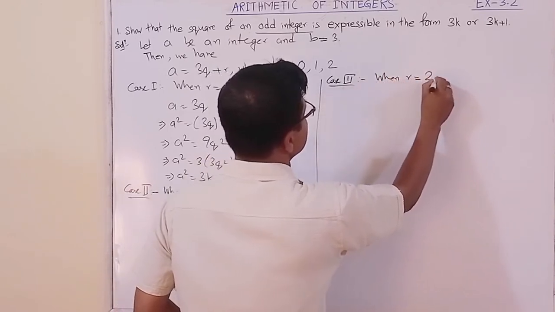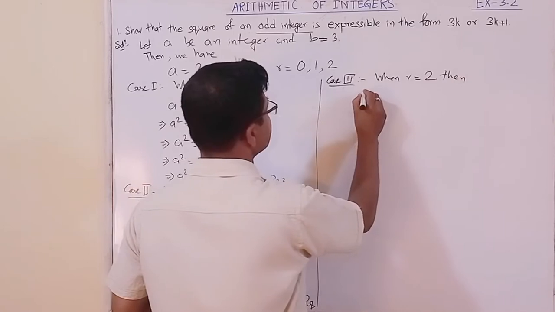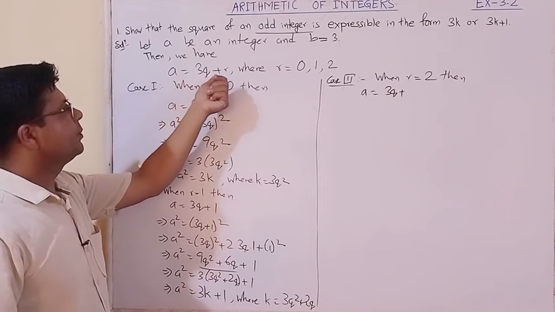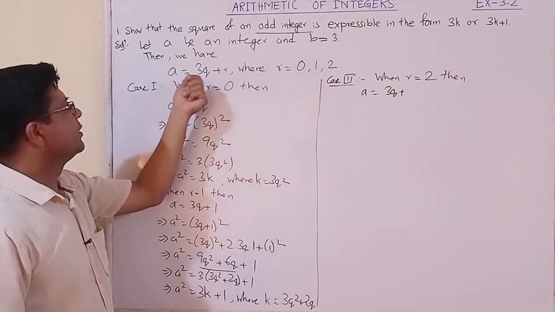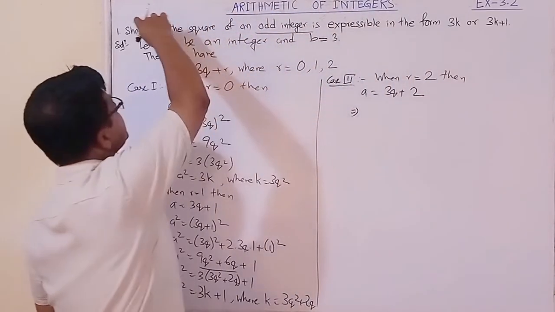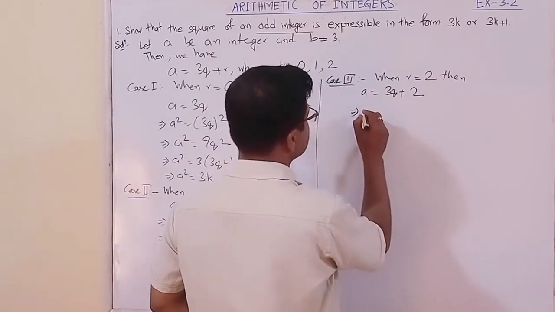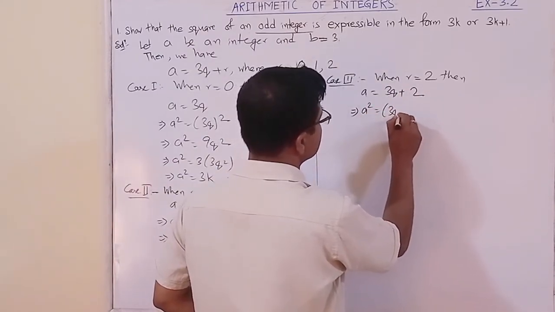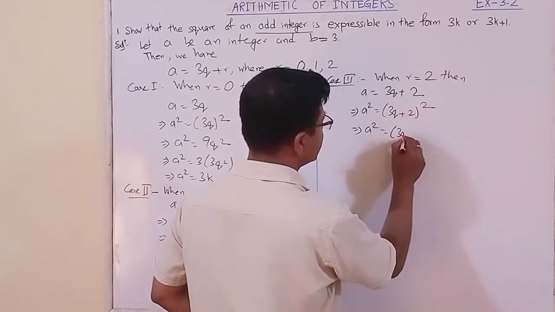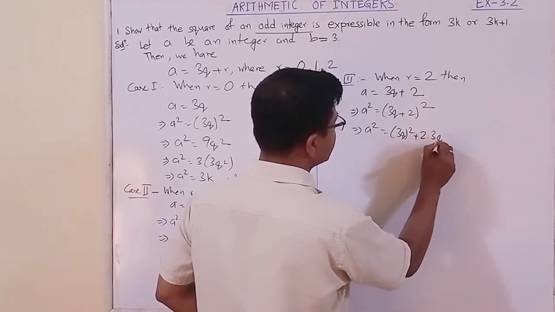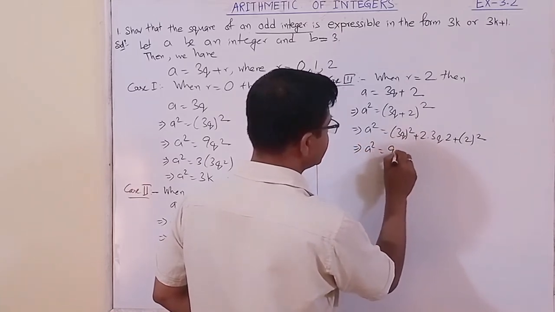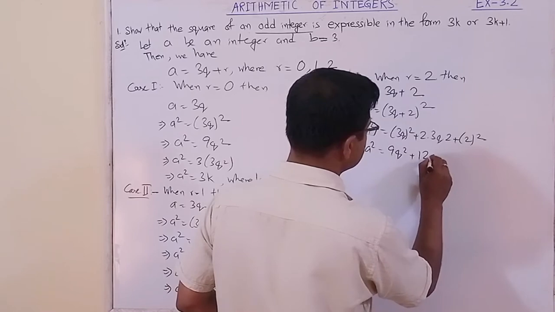Case 3. When r is equal to 2, then a is equal to 3q plus 2, substituting r equal to 2. We have to square it because it is in the question: show that the square of an odd integer. So square: a plus b whole square, a square plus twice ab plus b square, 9q square plus 12q plus 4.